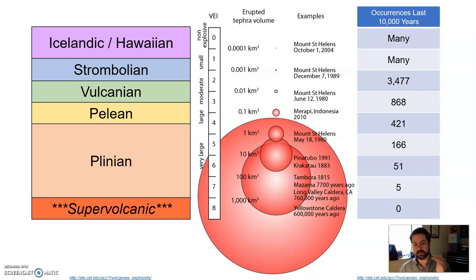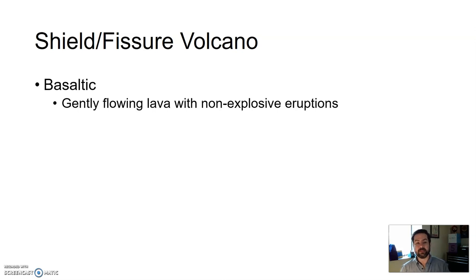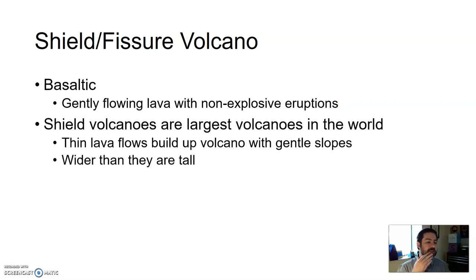So, lowest on this scale, the Icelandic and Hawaiian style eruptions. Well, what those types of eruptions are more typified at are something called shield volcanoes or fissure volcanoes. The magma produced, and thus the lava, magma below ground, lava above ground, is very basaltic in nature, meaning it has a low viscosity, it's very flowy, very runny, so you get very non-explosive eruptions. Shield volcanoes are the largest volcanoes in the world as far as diameter, measuring them across. They can be over 100 miles wide.